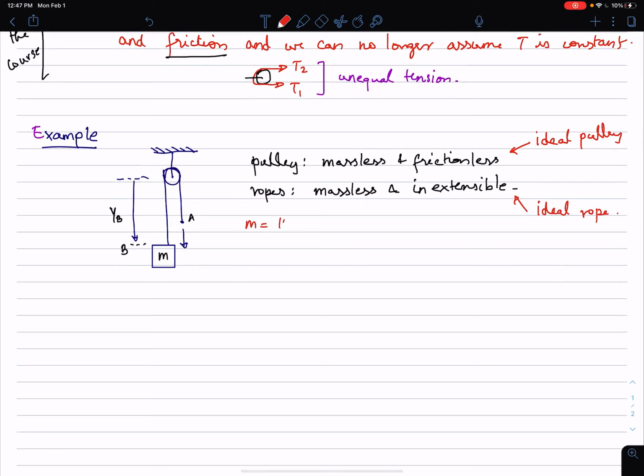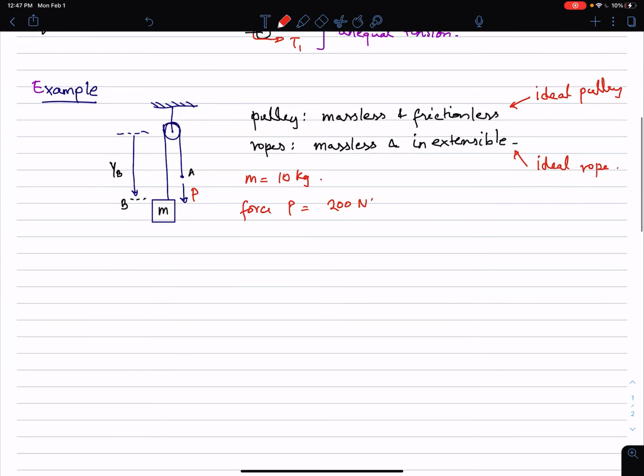Mass M equals, let's say, 10 kilograms. Let's say the force P is given to be 200 newtons. Determine the acceleration of mass M and of point A. Okay, so I guess those are the two questions. Okay, so let's look at the solution.